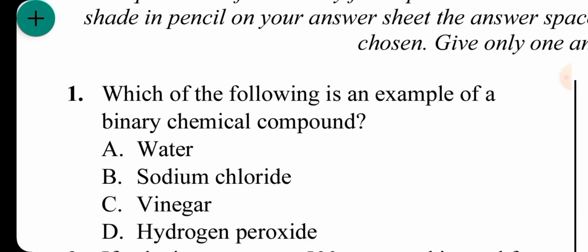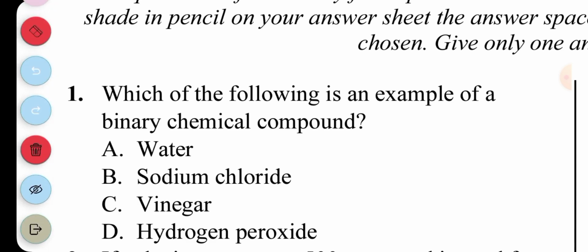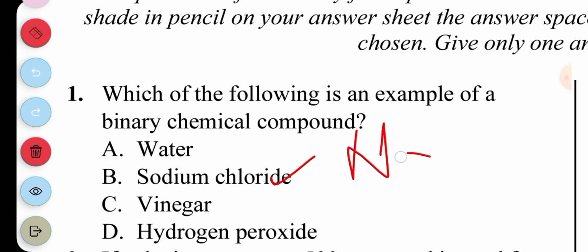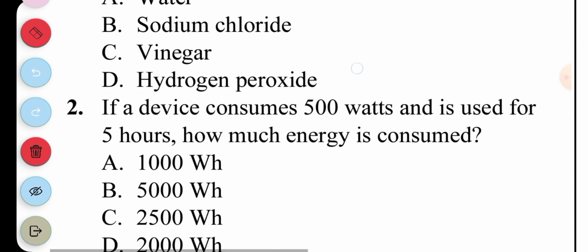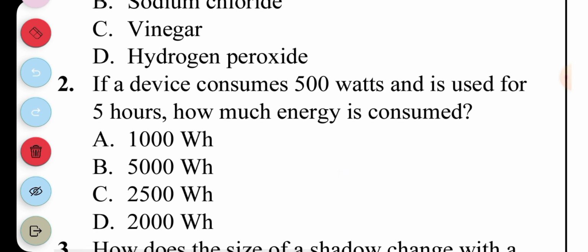Question 1: which of the following is an example of a binary chemical compound? We have water, sodium chloride, vinegar, then hydrogen peroxide. Binary compound simply means a compound having two elements. So the answer is B, sodium chloride, NaCl, which is sodium and chlorine.